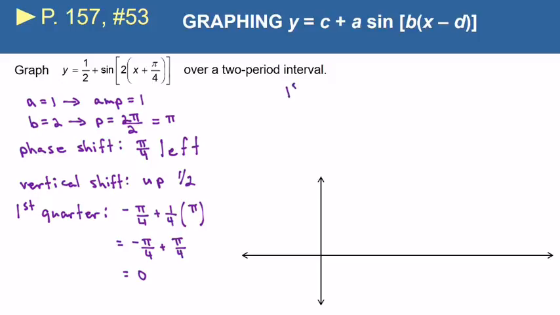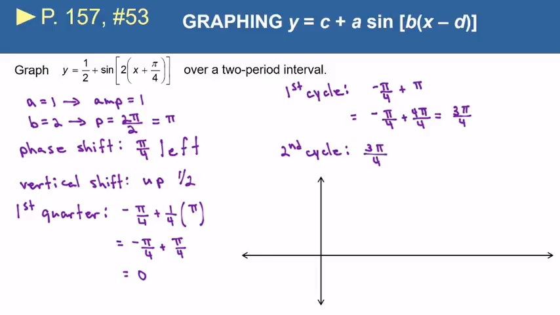Let's calculate the label for the end of the first cycle. We take the starting position plus a period, and of course getting a common denominator, pi would become 4 pi over 4, and then negative pi over 4 plus 4 pi over 4 is 3 pi over 4. Then repeat that for the second cycle. So take your starting position for the second cycle, which is 3 pi over 4, add a period to that, and that puts us at 7 pi over 4.